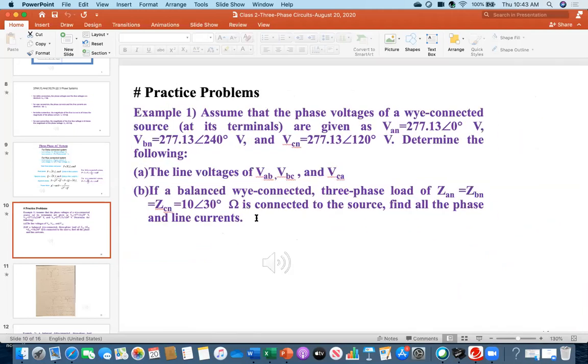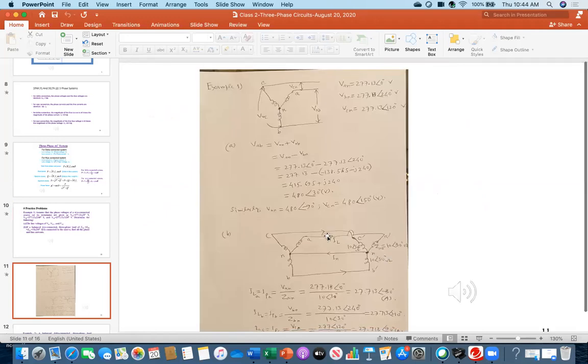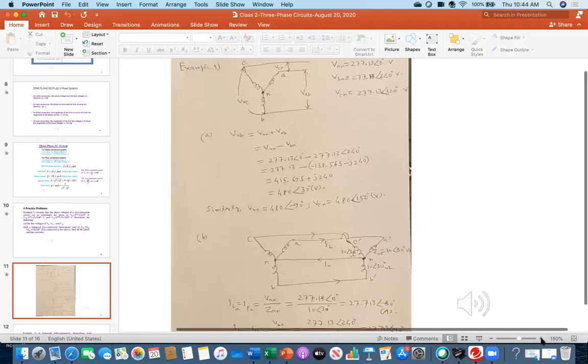You see what the second part is? If a balanced Y connected three-phase load of Zan equal to Zbn equal to Zcn equal to 10 at an angle of 30 degree ohm is connected to the source, then find all the phase and line currents. So this is the source, but part B says that there is a balanced Y connected load, and in that load, each coil has impedance which is 10 at an angle of 30 degree. So again here, let me zoom in.